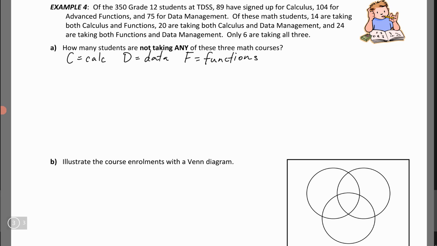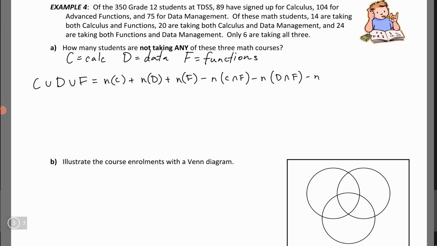Okay, so the union of C, D, and F is equal to the number of students in calculus plus the number of students in data management plus the number of students in advanced functions. But you also have to subtract their intersections. So minus the intersection of calculus and functions, minus the intersection of data and functions, and then minus the intersection of calculus and data.